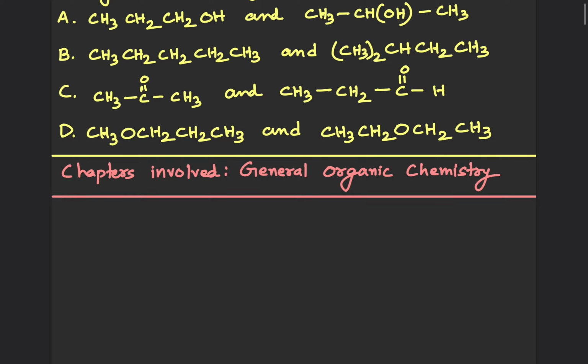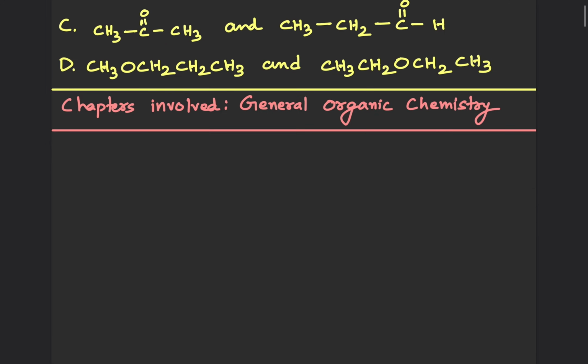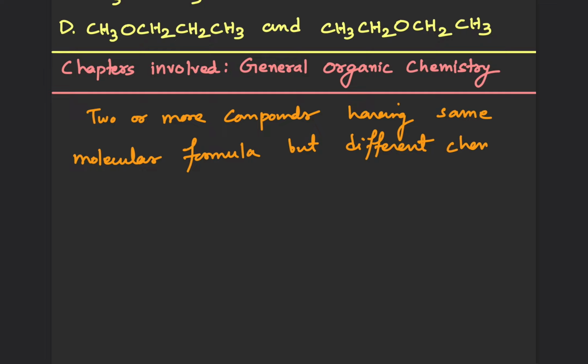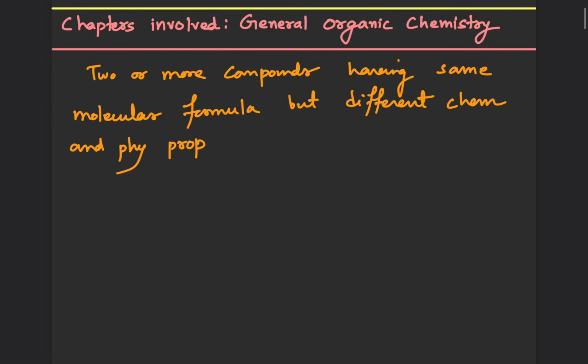Okay, so the chapter involved is general organic chemistry. We know that two or more compounds having the same molecular formula but different chemical and physical properties are called isomers. We know this. So two or more compounds having the same molecular formula but different chemical and physical properties are known as isomers.